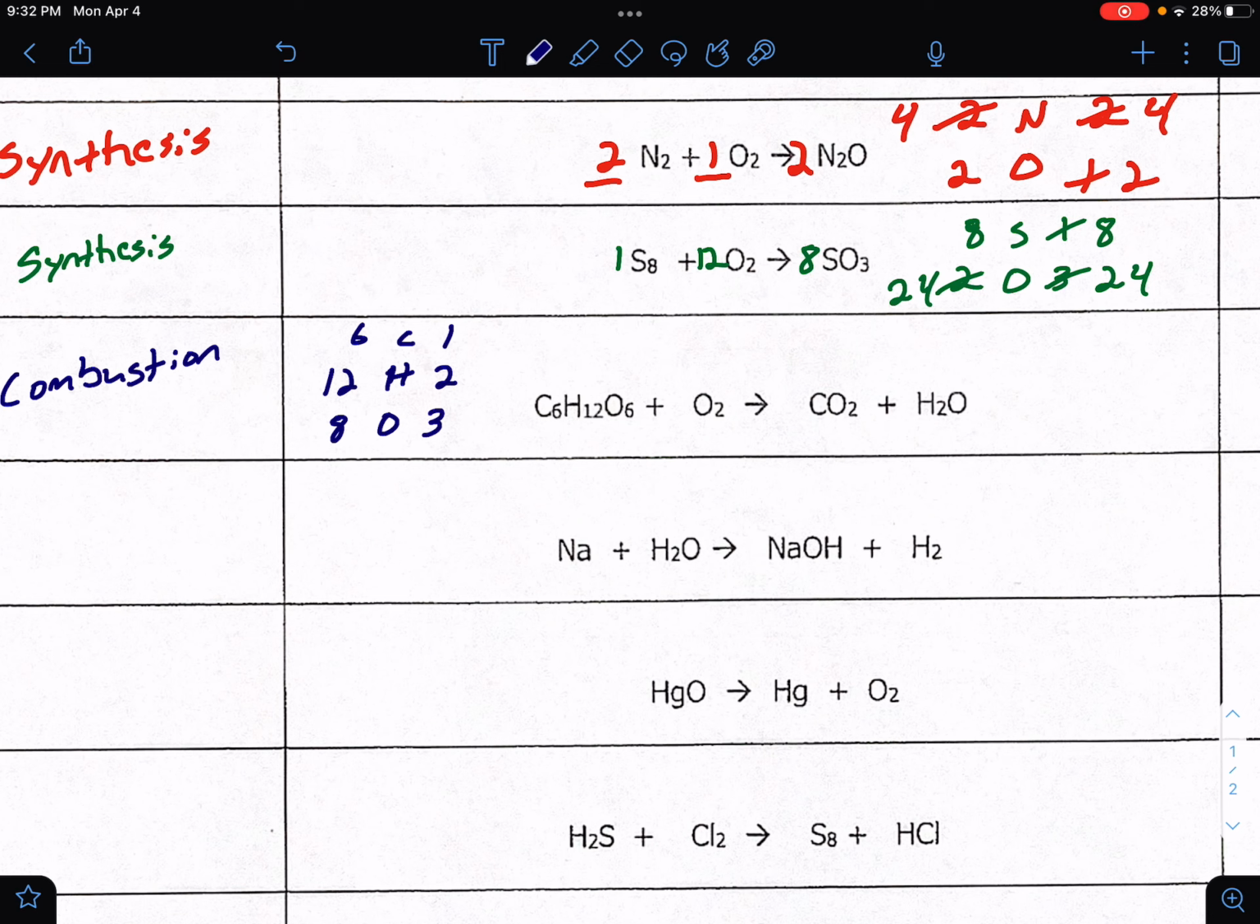So let's start with carbons. I've got 1 on the right, and I need 6. So I'm going to put a 6 in front of this CO2. So that fixes my carbons to 6.